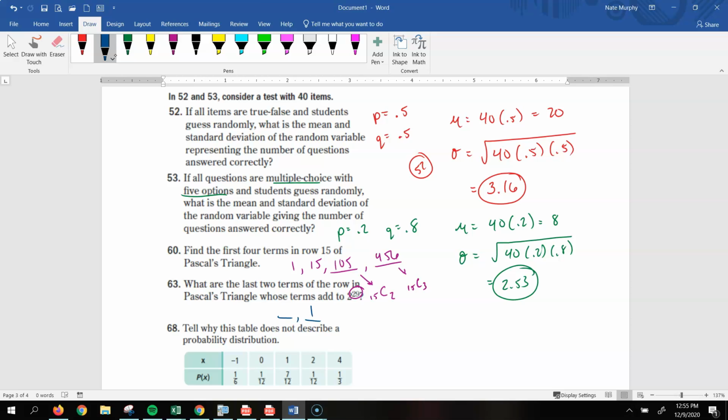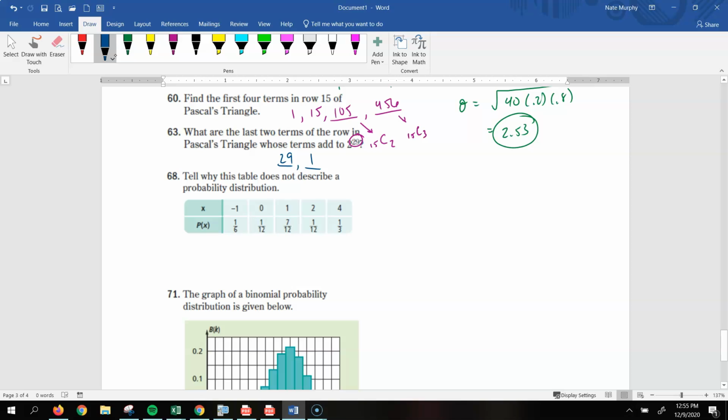And the first term is 1. The second term in any row is going to be what row you're in. Remember that the Pascal's triangle is symmetrical. So that means if the second number is what row you're in, the second to the last number is also what row you're in. So 29 and 1 would be the last 2 numbers in row 29.